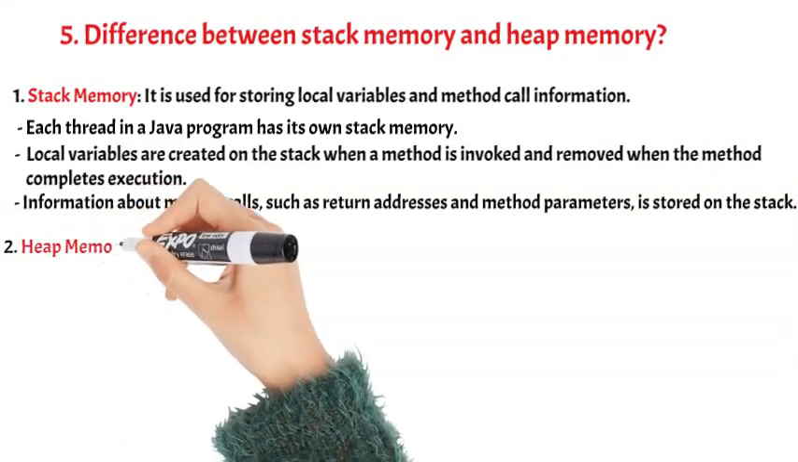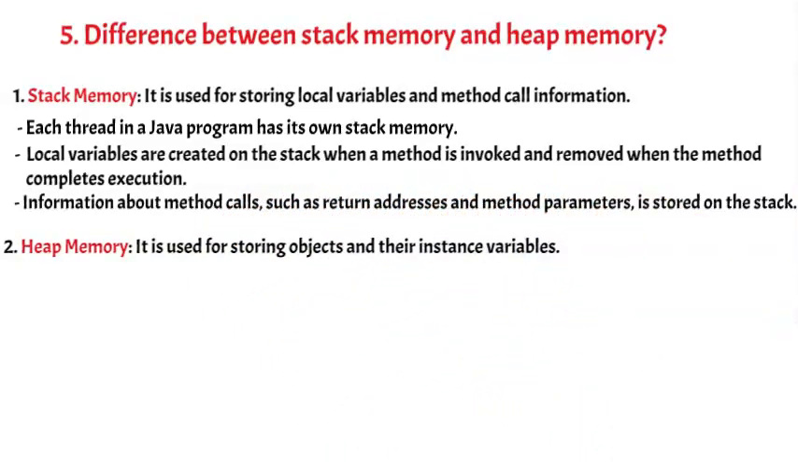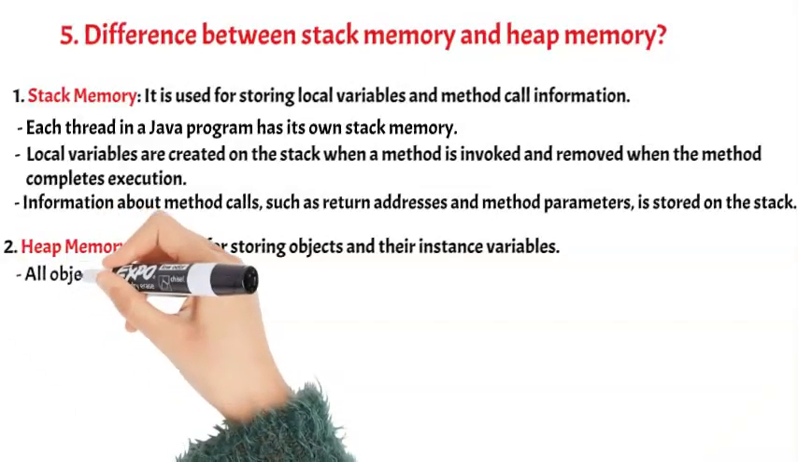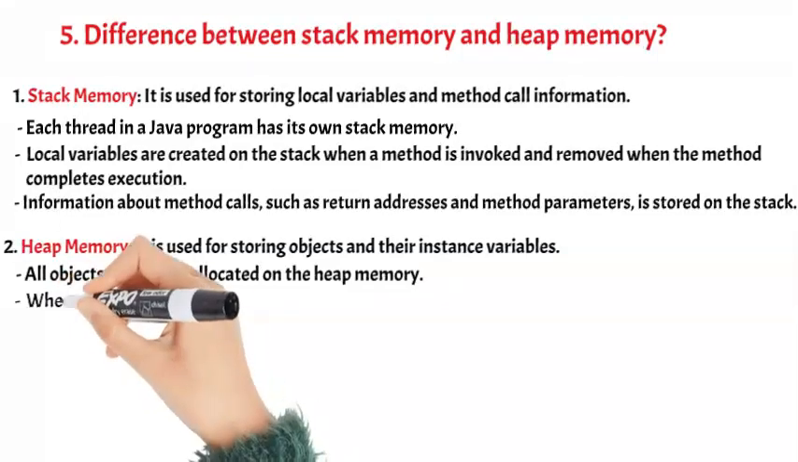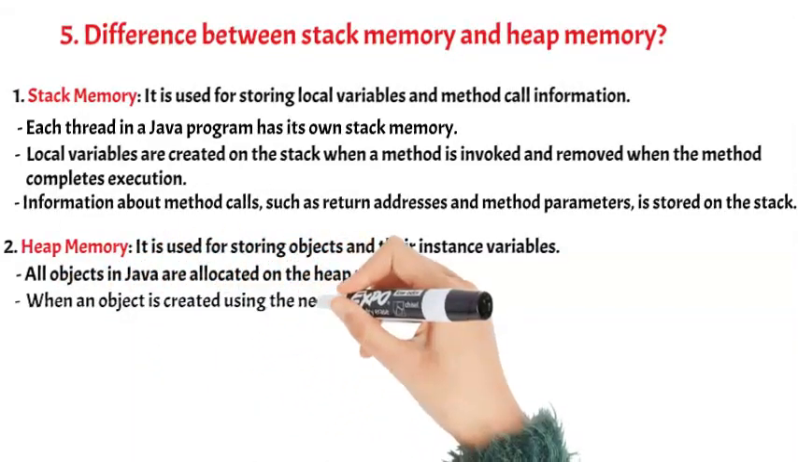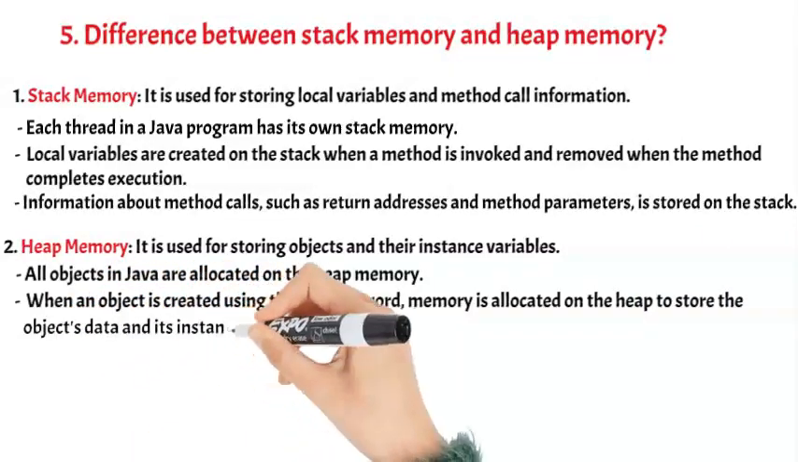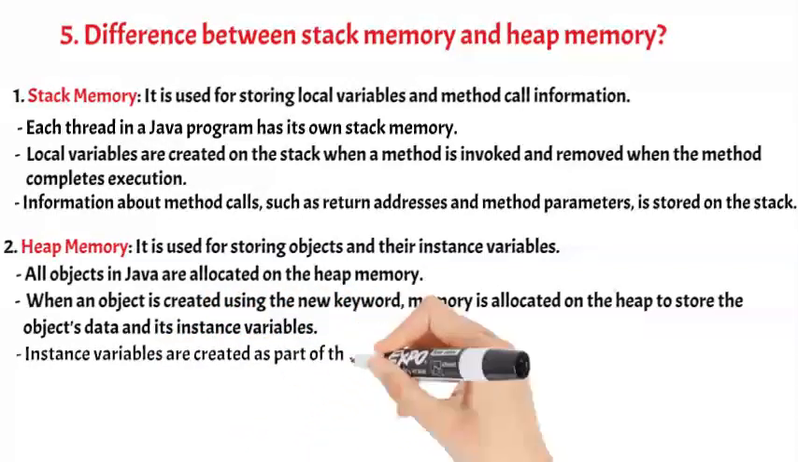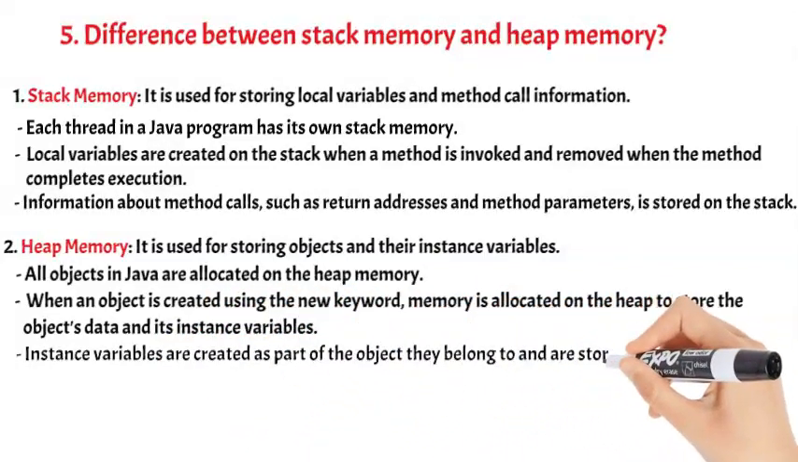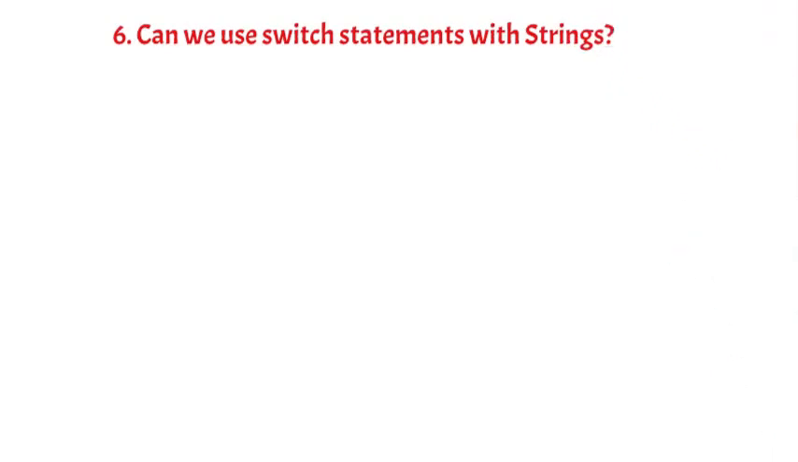2. Heap memory. It is used for storing objects and their instance variables. All objects in Java are allocated on the heap memory. When an object is created using the new keyword, memory is allocated on the heap to store the object's data and its instance variables. Instance variables are created as part of the object they belong to and are stored on the heap memory.